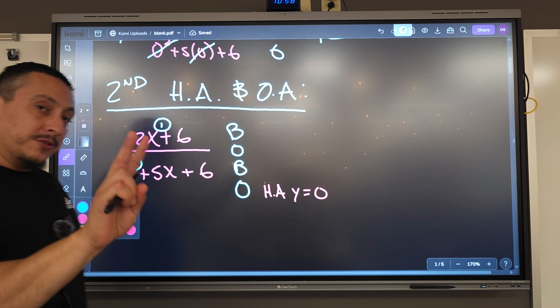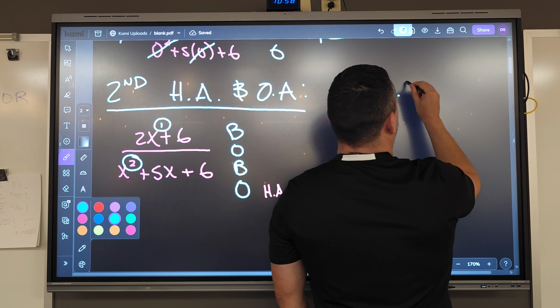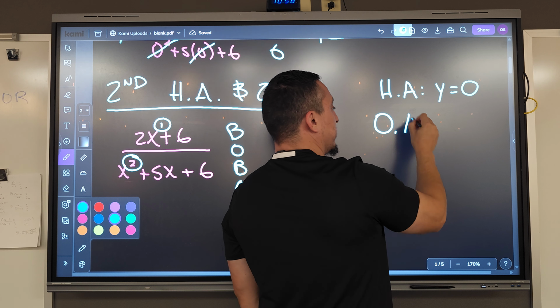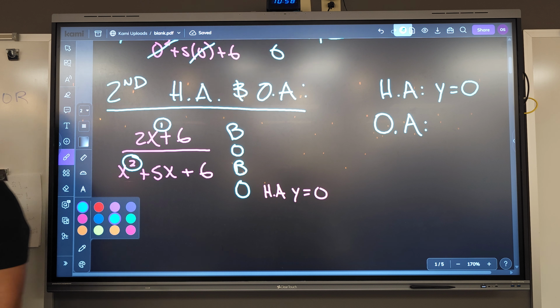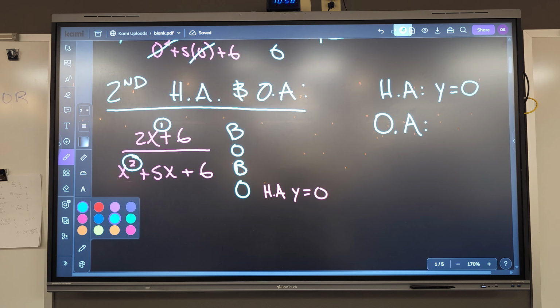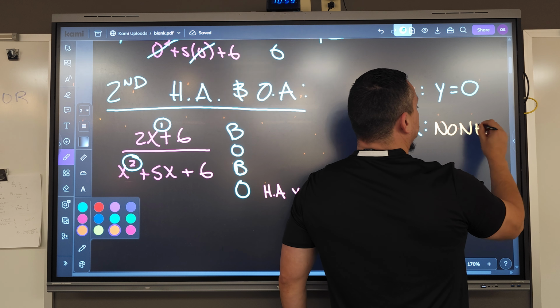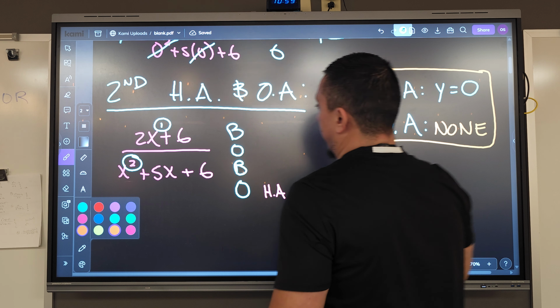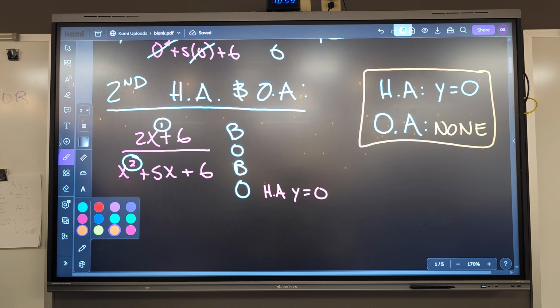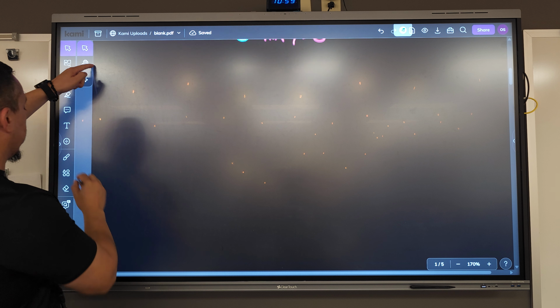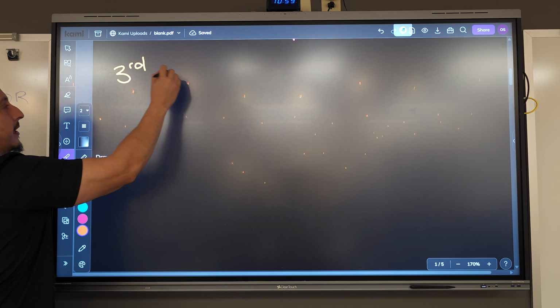So immediately I have 2 more answers. I know my HA is y equals 0, and immediately you should also know your OA. What is the OA? None, right? Because you can't have both. So if you have one, you don't have the other. None. And now we have 3 pieces of information. Any questions on Bobo and Button and stuff? No? Okay.